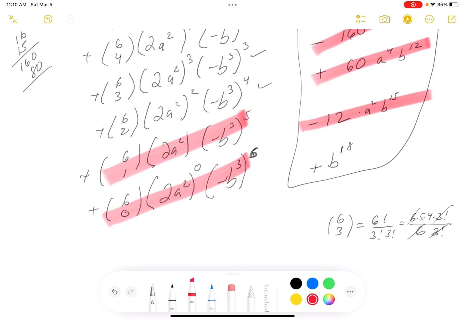Yes. Did I get this term, minus 12a squared b^15? Yes. Did I get this one, b^18? Yes, I did. I'm pretty good to go.